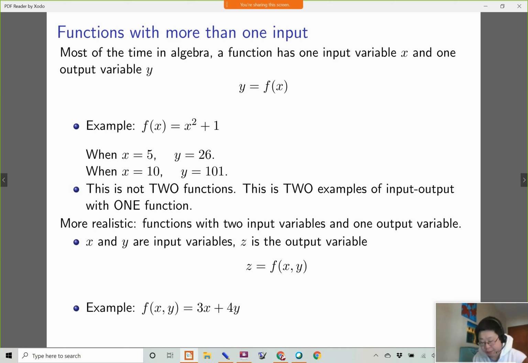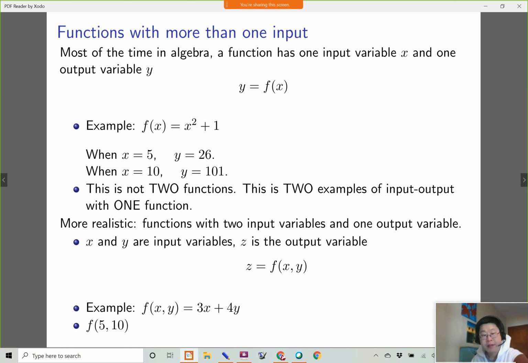This looks a little strange, but I think from an example you'll see, okay, this is not so bad. So f, here's my new function. This function f has two input variables x and y, and the formula for the output is 3x plus 4y. Just like over here, the formula for output was x squared plus 1. Now the formula for output is 3x plus 4y.